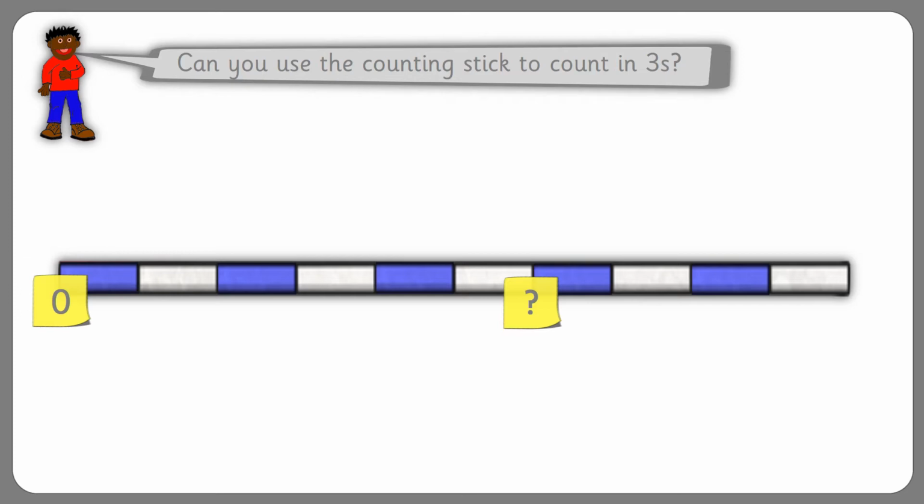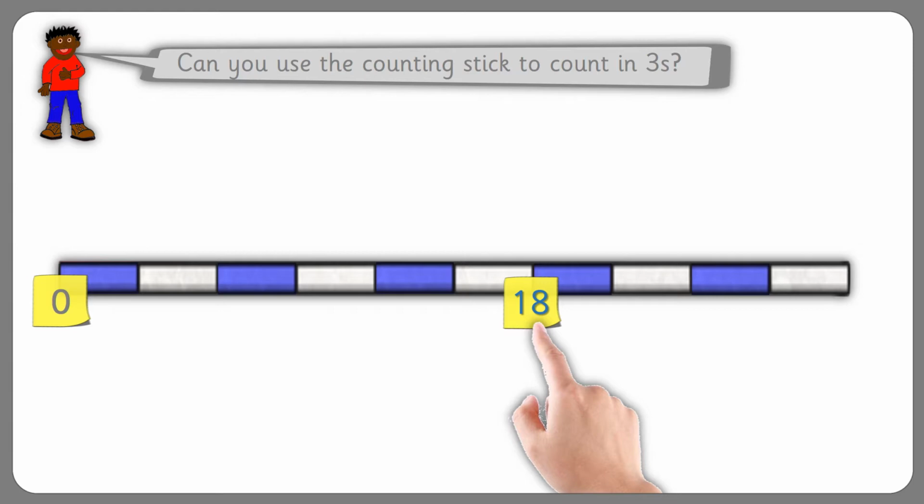Okay, so we've got our 0 at the start of the number line. Can you work out the mystery number? Okay, let's do it together. 0, 3, 6, 9, 12, 15, 18 was the mystery number. Well done if you got it right.